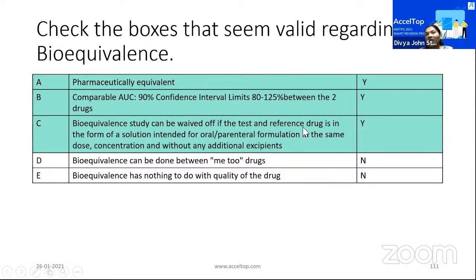true regarding bioequivalence. So this is just to introduce you to a new concept. So bioequivalence means that two drugs are pharmaceutically equivalent and they have comparable bioavailability curves, or area under curve, with 90% confidence, somewhere between 85 to 125, comparable standards. And the bioequivalence study can be waived off if the test and the reference drug is in the form of a solution, or in an oral or parenteral formulation, in the same dose concentration without any additional or altered excipients. Okay.